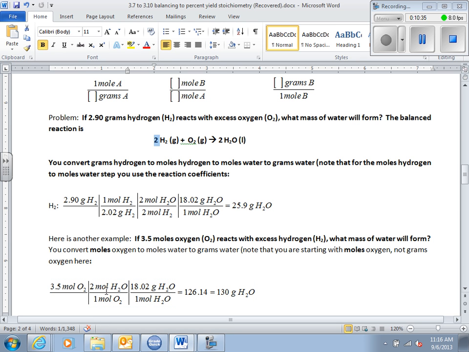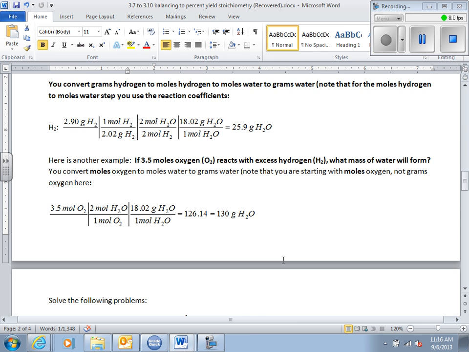So, moles to moles, use the reaction coefficients. Moles to grams, use molar mass again. Here's the molar mass of water. And that's how you do stoichiometry. Notice we had 2 sig figs, so I have to round this to only 2 sig figs. All right, next 2 problems.